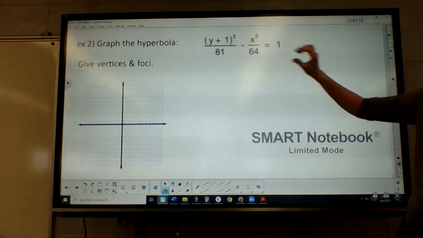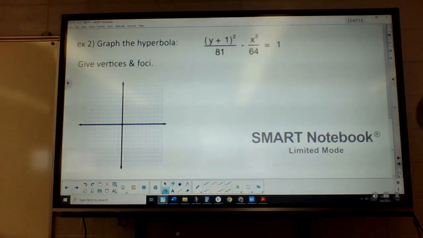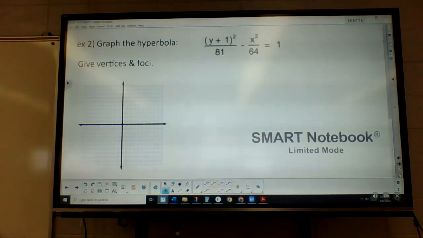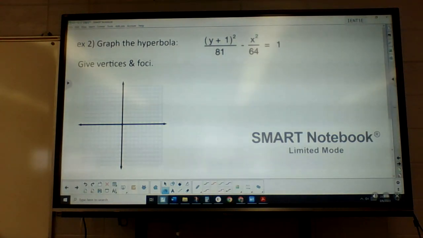Now this one right away jumps out at me. The y squared is first. That's telling me that it's going to be an up and down hyperbola. But also, if you start graphing this one, that's really large. It's off our graph, and that's the kind Chloe hates.